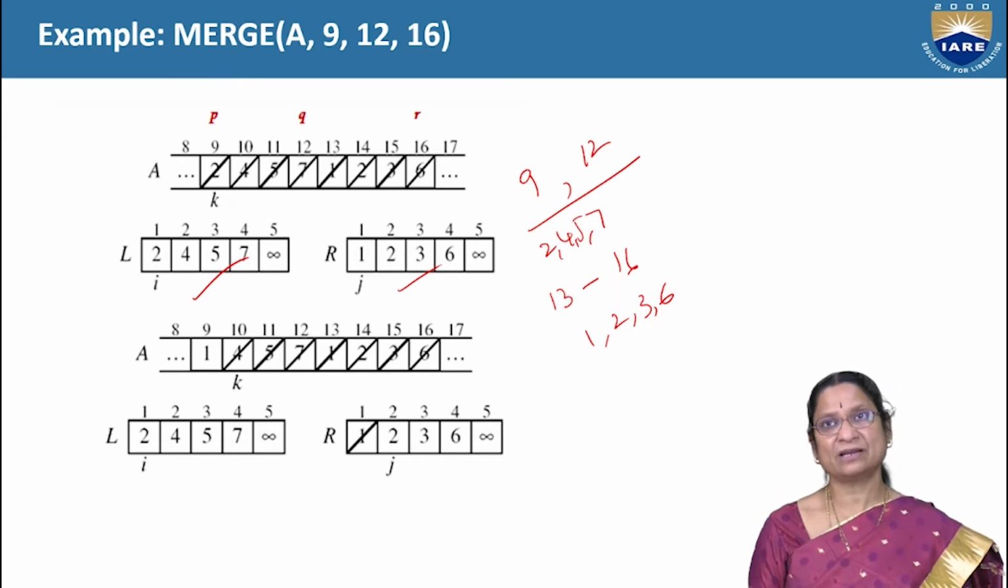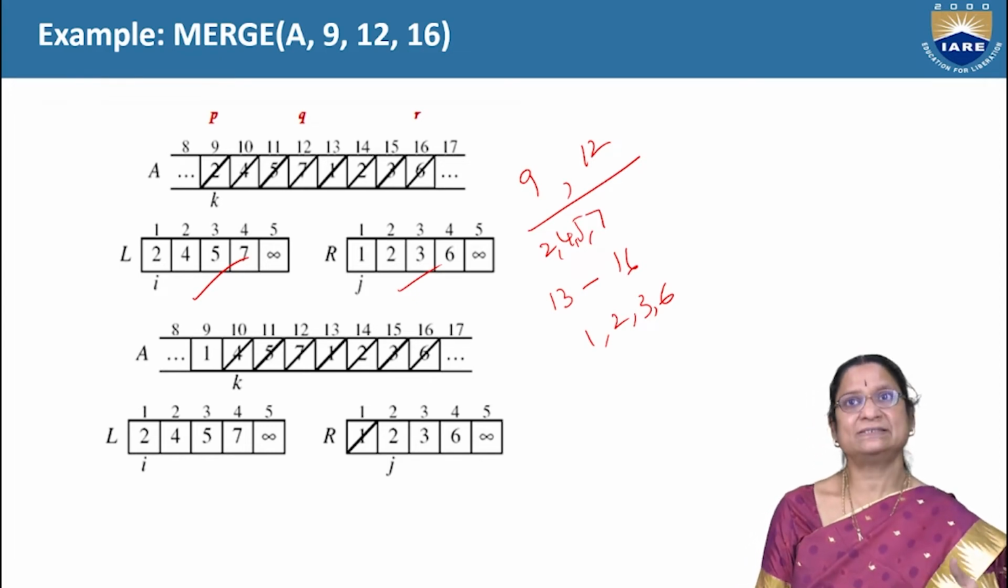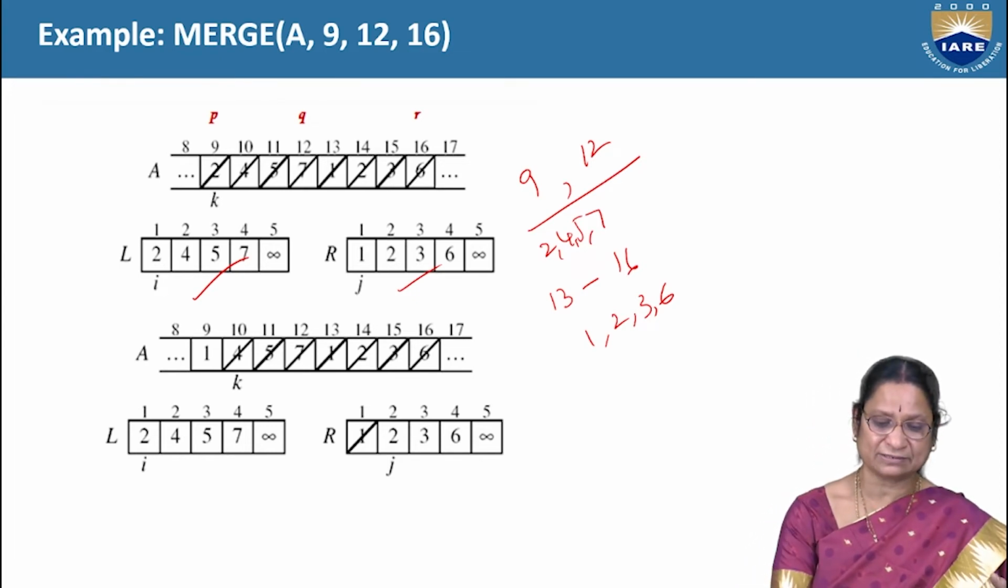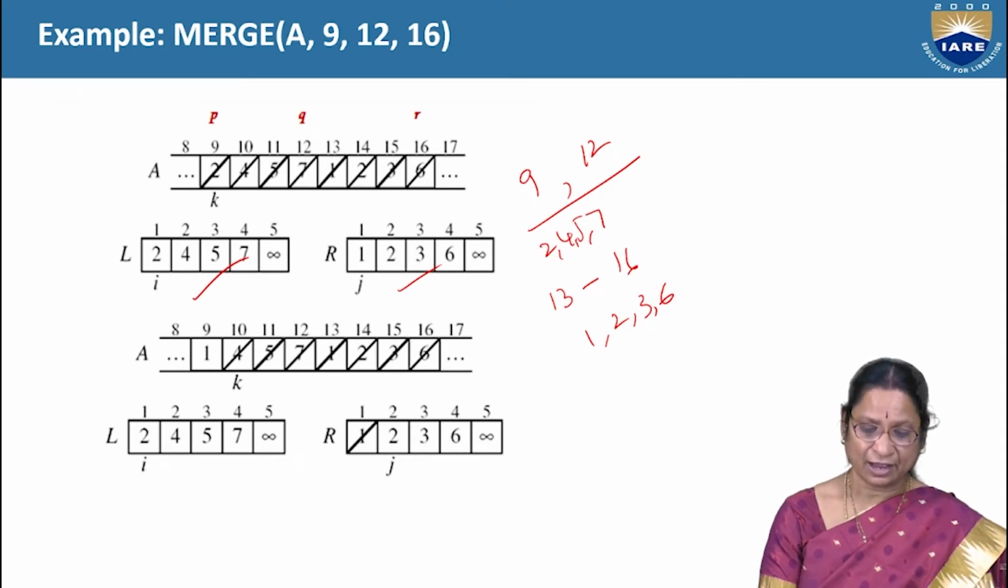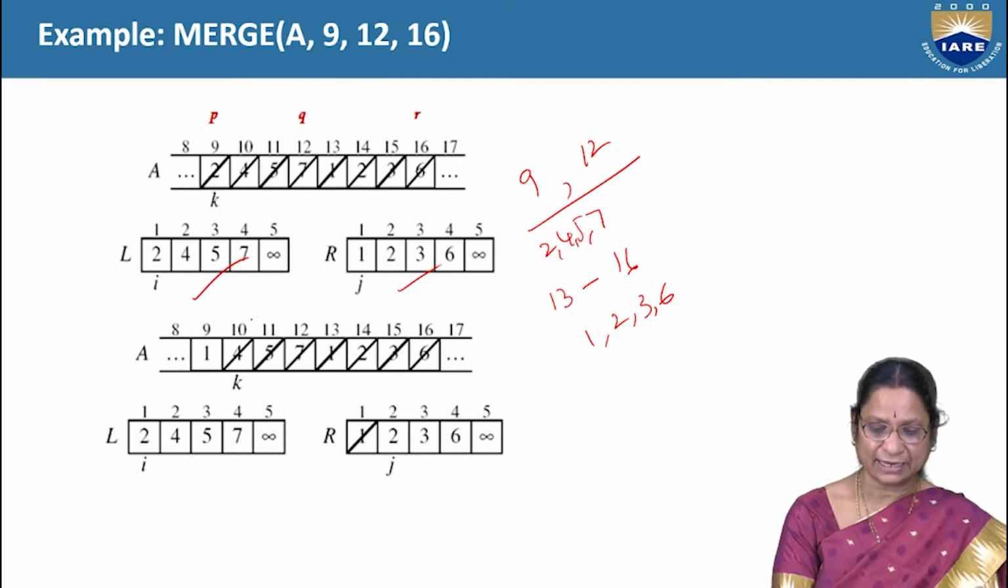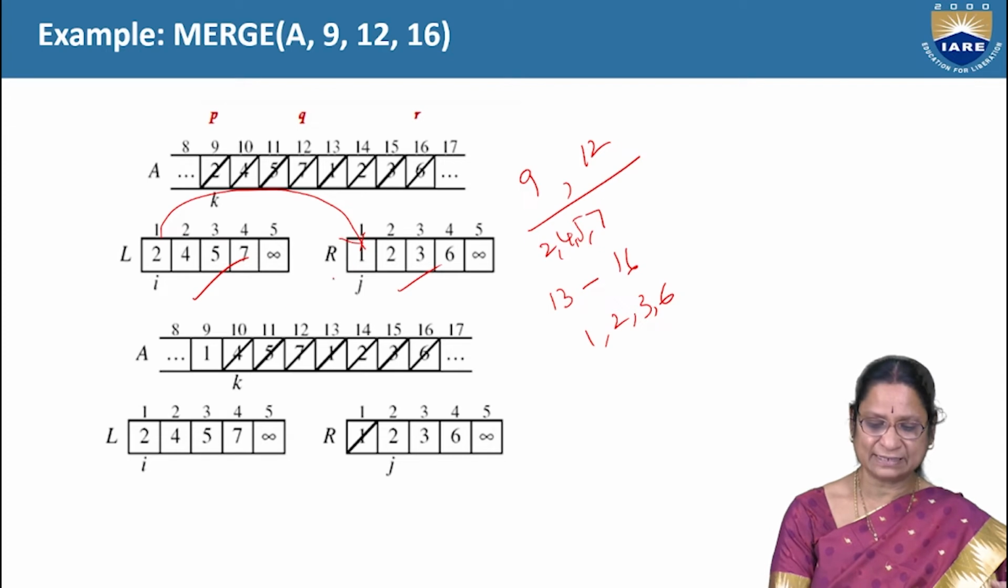Original sublists are already in sorted order. How to merge? Let us assume that this is the left sublist. This is the right sublist. The left sublist index is I. The right sublist index is J. And we are generating the output. I'll compare first these 2. First elements 1 and 2. 1 is lesser, so 1 is copied.